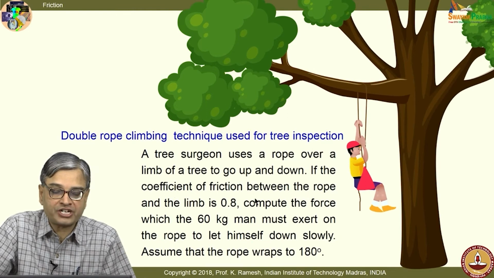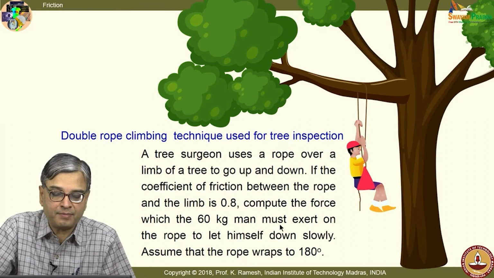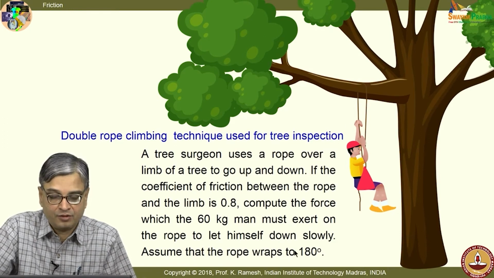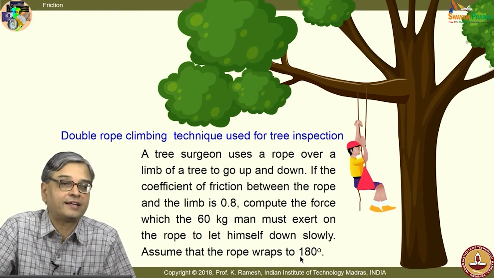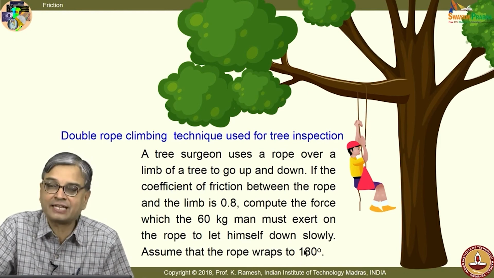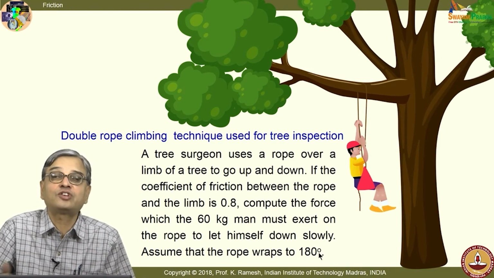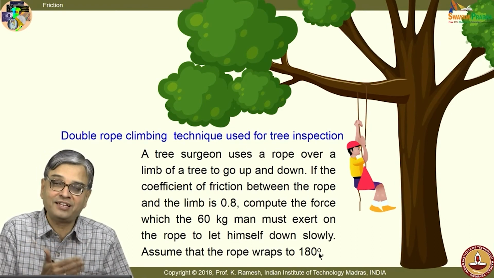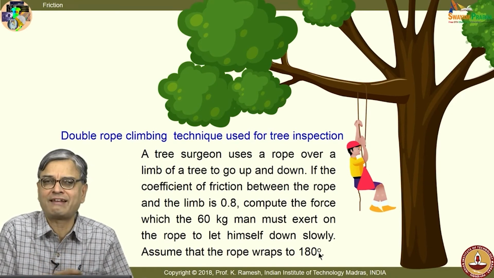If the coefficient of friction between the rope and the limb is 0.8, compute the force which the 60 kilogram man must exert on the rope to let himself down slowly. Obviously, a tree branch is of an odd shape. To make the problem simple, assume that the rope wraps 180 degrees. I have deliberately given this angle as 180 degrees just to alert you: even though the problem statement gives it in degrees, convert it into radians and then use it. Don't make a mistake. Don't rush to solve a problem.